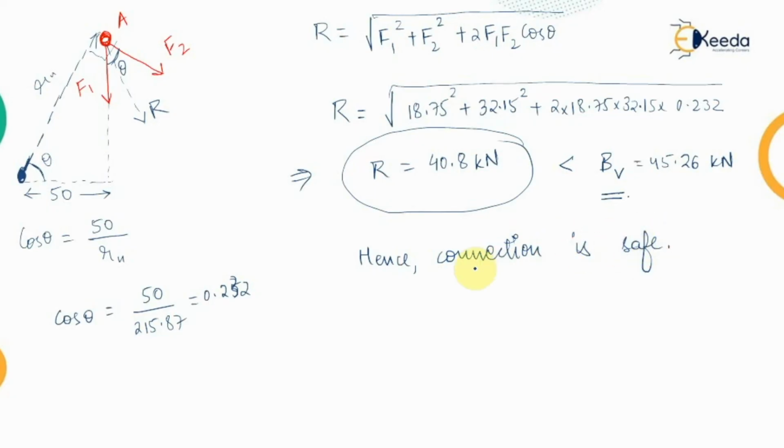So that is all that we need to do in the bracket type connection 1. We need to check for the resultant force which is acting on the critical bolt, and corresponding to that we need to compare it with the bolt strength or the bolt value. If that is within the permissible limit, that means the connection that we have provided is safe.